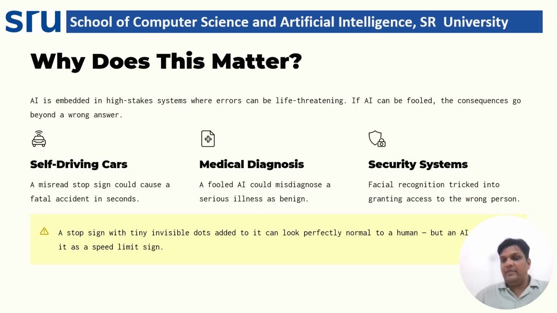Why does this matter? In other words, this is not just theory, it's real-world danger. A self-driving car misreads a stop sign. A medical AI misdiagnoses a disease. A security system grants access to the wrong person. Small mistake, but huge consequence.